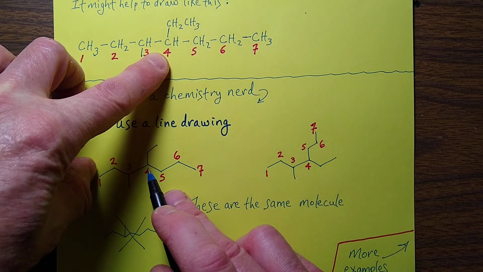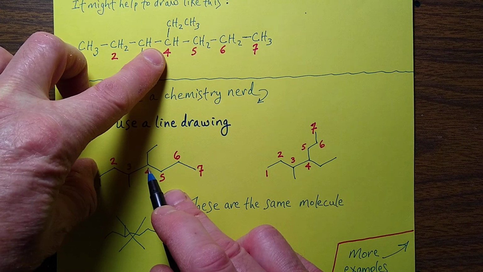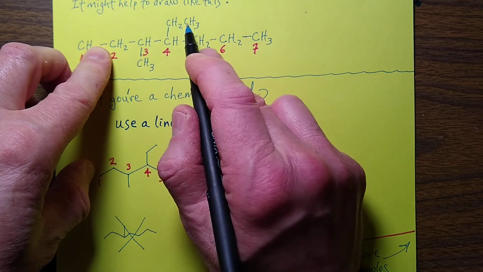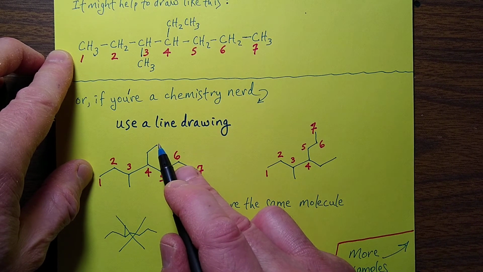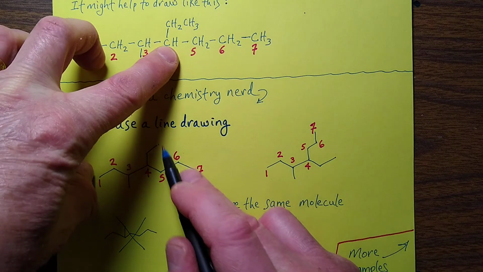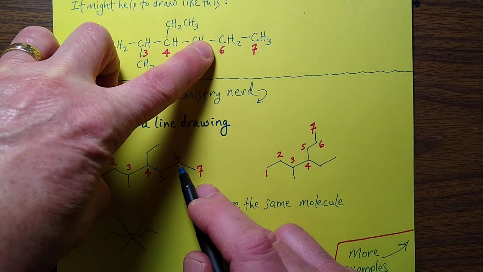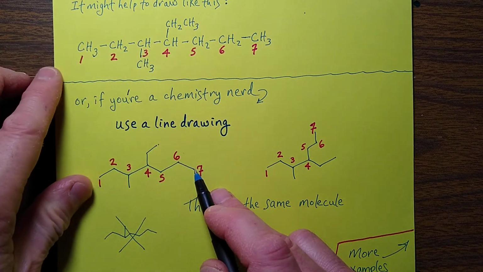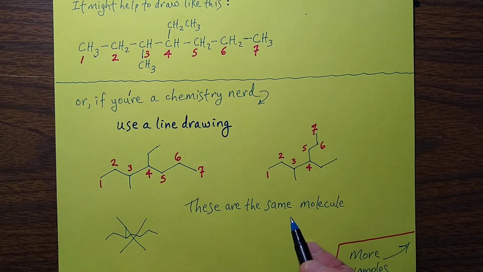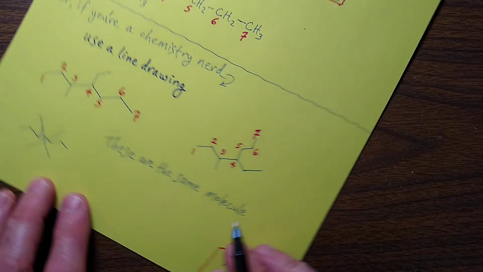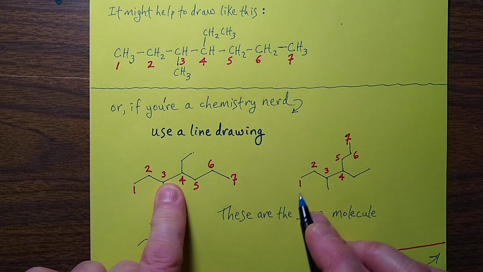I go to the next carbon, number 4. At that carbon, I have an ethyl group, CH2CH3, which looks like this. That's a CH2. That's a CH3. And then the rest of the chain, 5, 6, 7 here. I can also draw it like this. If I just tilt it a little bit, this is the same as that.